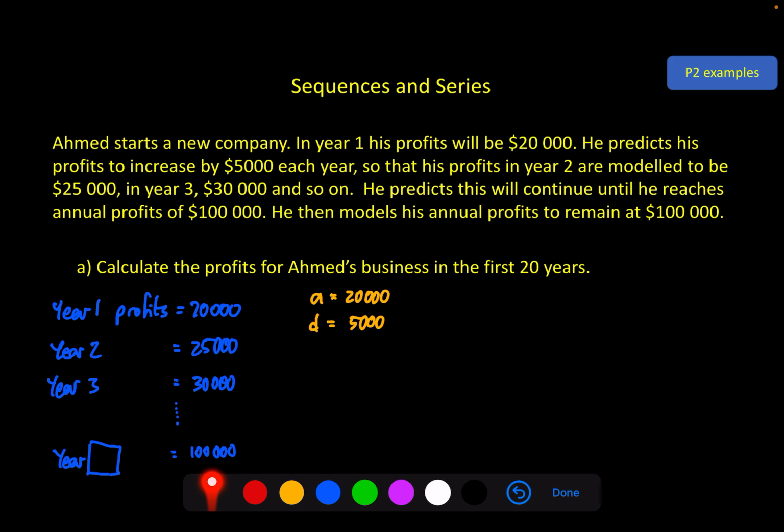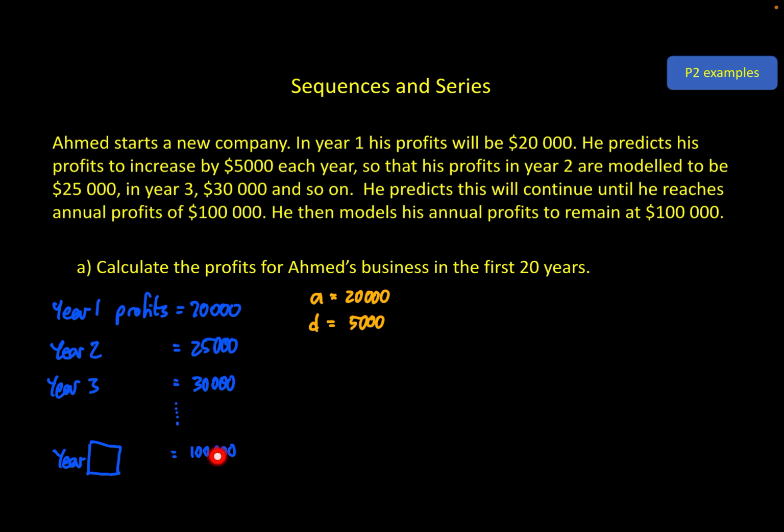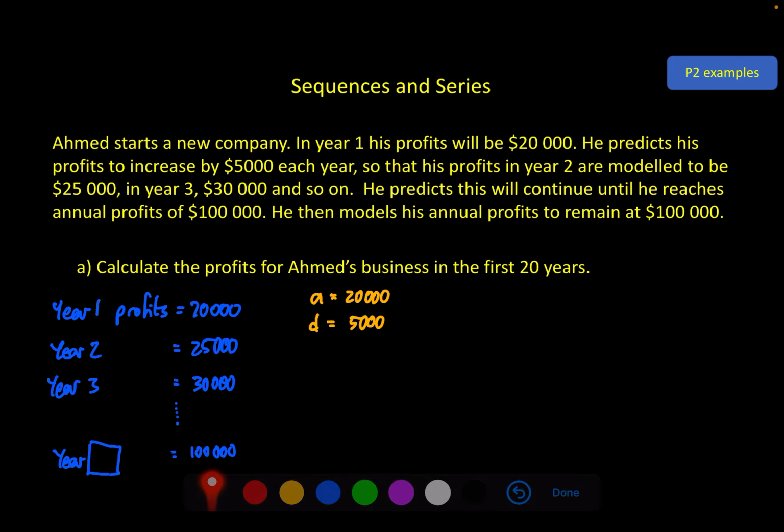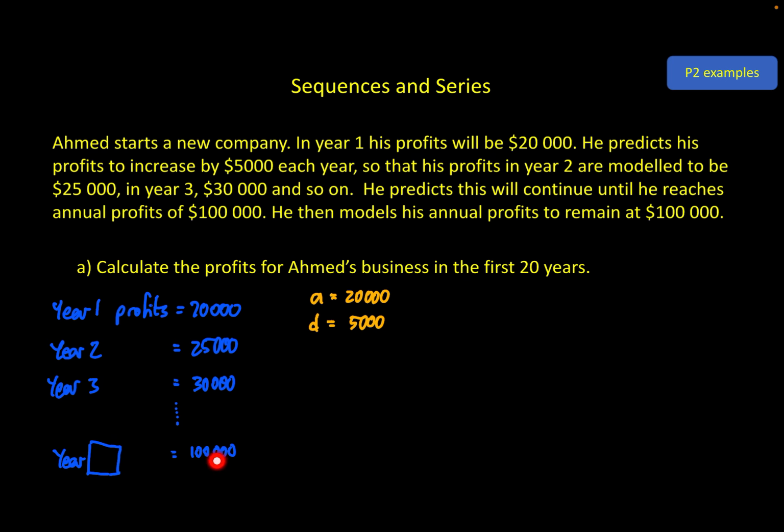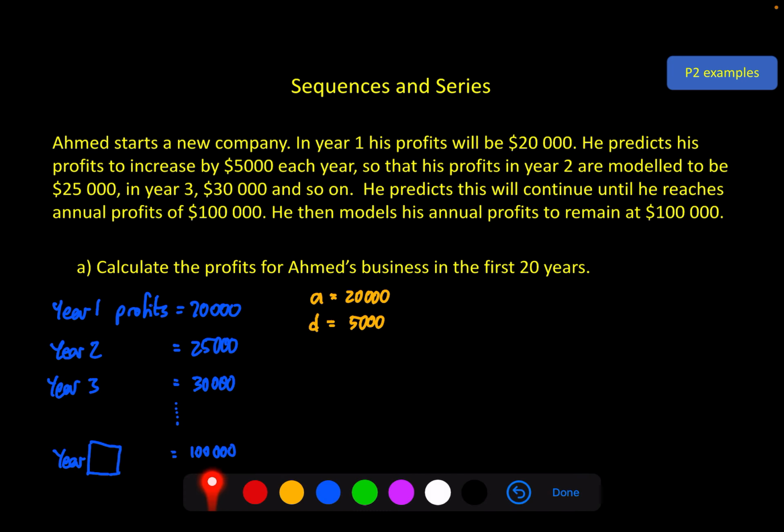So immediately, my question needs to be, is this number here bigger or smaller than 20? If this number is bigger than 20, I don't need to worry about this maximum. I can just use this sequence information with n equals 20. But if it hits this point before 20 years, then I need to stop here with my sequence and then just start adding 100,000s for every year after that until I get to 20.